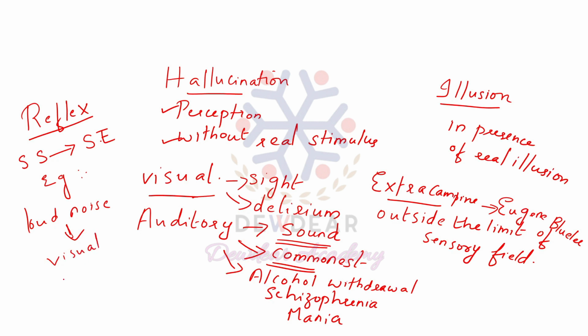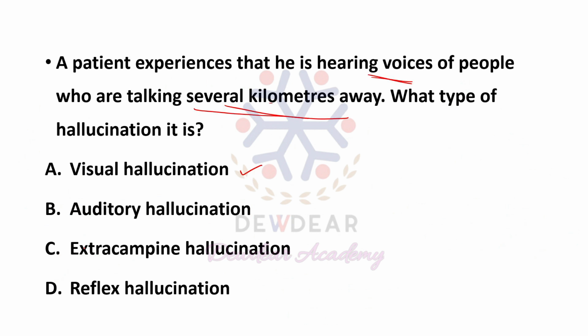In case of a loud noise, he is getting a colorful visual hallucination. So a loud noise is one sensory stimulus, and at that time he is experiencing another sensory experience. When a sensory stimulus in one modality results in an experience in another modality, that is reflex hallucination. So these are the different types of hallucination given in this question.